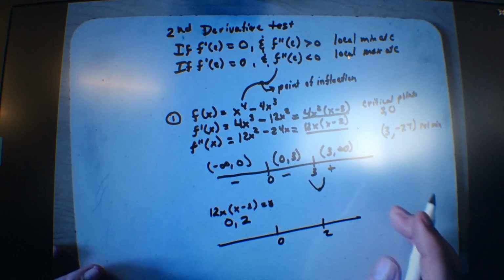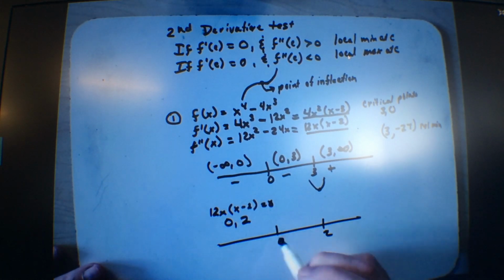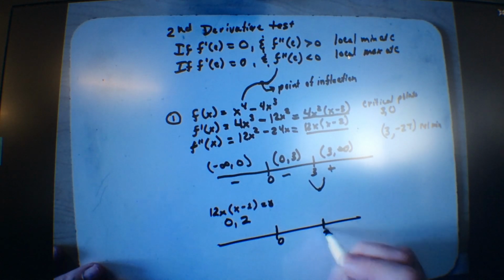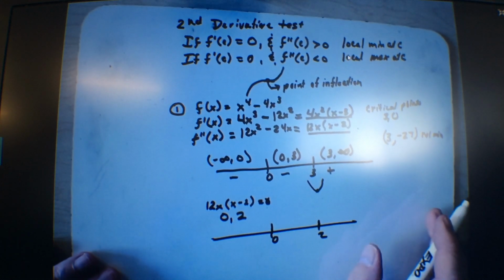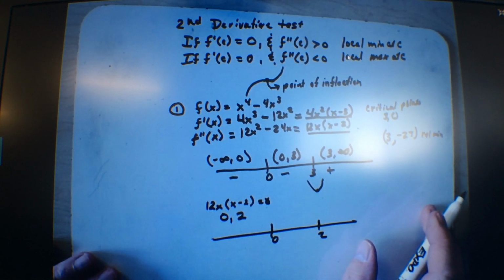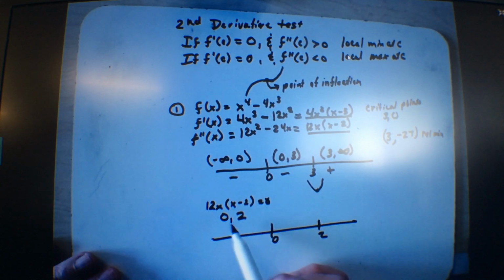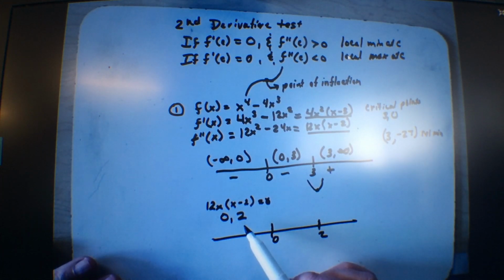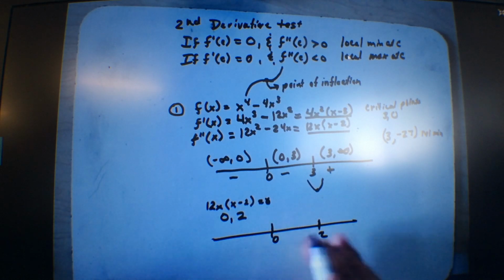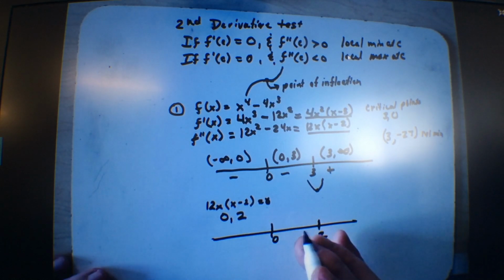Okay, now we're using a second derivative test, correct? So we're talking about concavity. Do you understand that? Concavity. These are not critical points. Well, actually 0 is, because it matches from our first derivative test. But 2 is not. But something happens there. Something major happens there, okay?